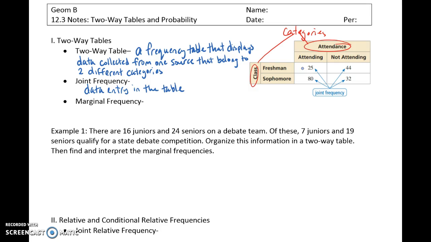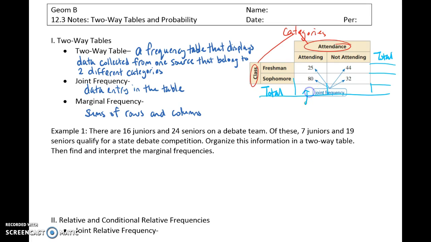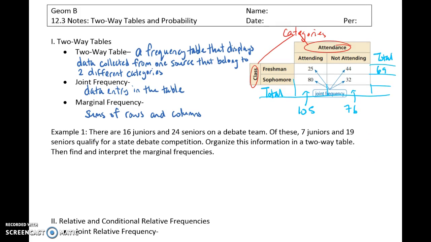And the marginal frequencies are basically the sums of your rows and columns. So your marginal frequencies are basically your totals. We can just add that extra row and that extra column, and it's going to give you 5 extra slots for information. All you're going to do is add them up. So 25 plus 80, this would be 105. 44 plus 32, this is 76. 44 plus 25 is 69. 80 plus 32 is 112.